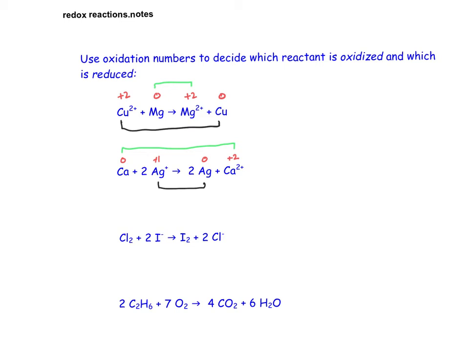We can use oxidation numbers to decide what's being oxidized and what's being reduced. So if we take a look at the first example, copper ions go from a +2 down to a 0, copper metal. A reduction in oxidation number means electrons have to be added. That's reduction. Magnesium increases oxidation number. It gets more oxidized. And I can do the same thing looking at my silver and my calcium.